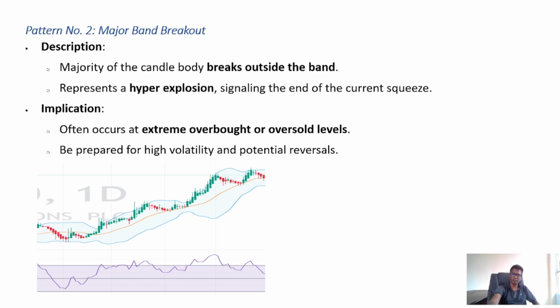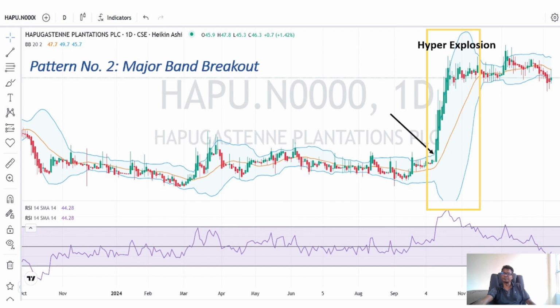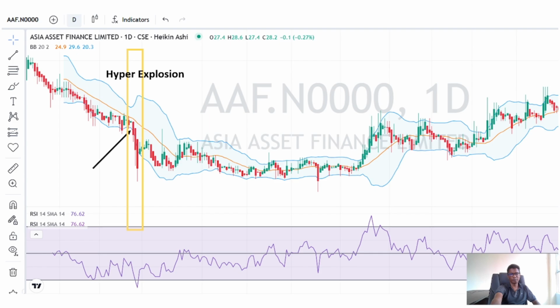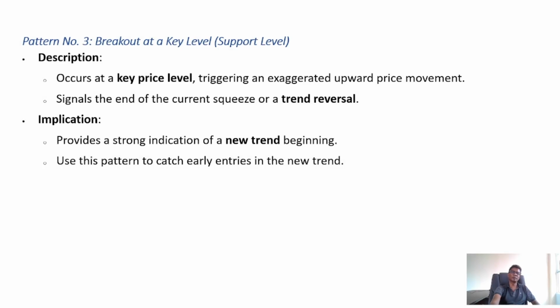Now I am taking a chart to make you clear. Here the point is very clear. In this candle, a majority part of the candle is out of the Bollinger Band upper line. So it's a hyper upward. Within a small period of time, it has given us a massive profit. Identifying these types of points is very important for you to benefit from this trading. Now I'm going to the next one. Again you can see a point, a downtrend. Now I'm going to pattern number 3.